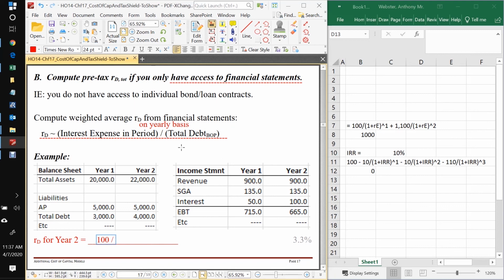I need to divide that by the debt at the beginning of the period. So what's the debt at the beginning of year 2? On the balance sheet, it's going to be the end of year 1. Remember, balance sheets are always done at the end of the period. So I want the 3,000 here, not the 4,000, because this represents the interest that they paid on the debt they had at the beginning of the year. So I divide that by 3,000, and that's about 3.33%.